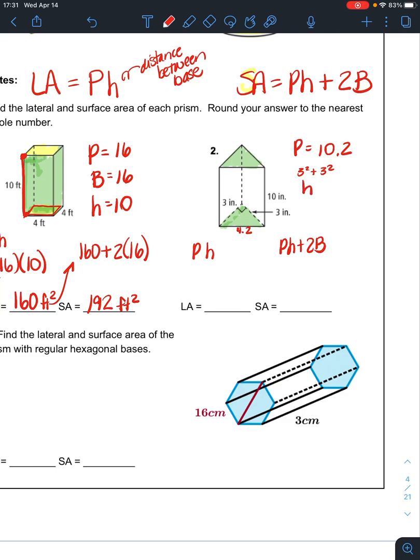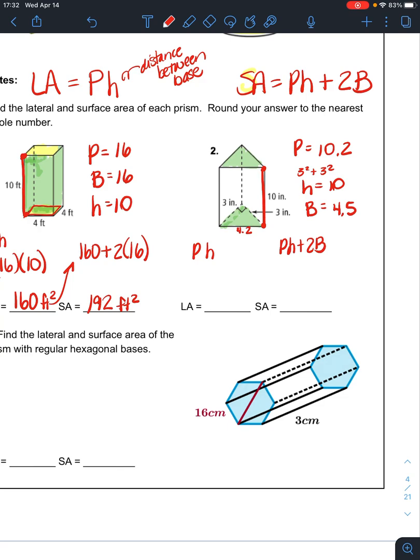Okay, the height, that's the distance between the two bases. So pick a corner, corner to corner, vertex to vertex. So my height is 10. And then I need the area of the base. Well, the base is a triangle. Okay, now remember base times height divided by 2. The base and the height of your triangle have to be perpendicular, and the 3 and the 3 are perpendicular. So it would be 3 times 3 divided by 2, which is 4.5. That would be the area of the triangle.